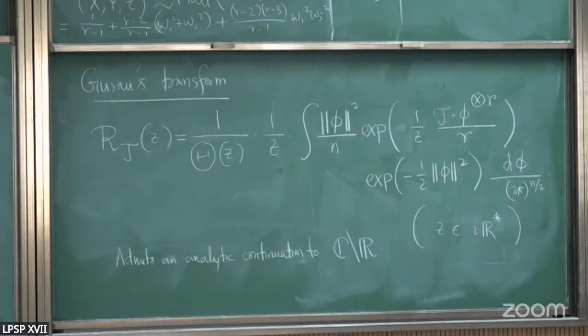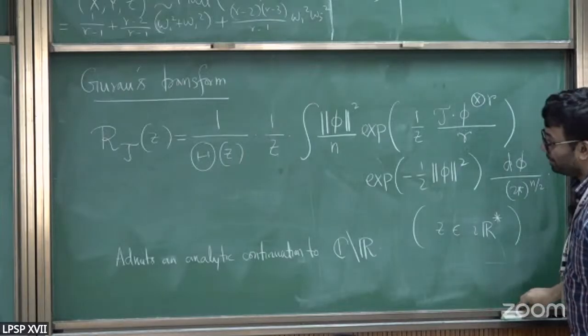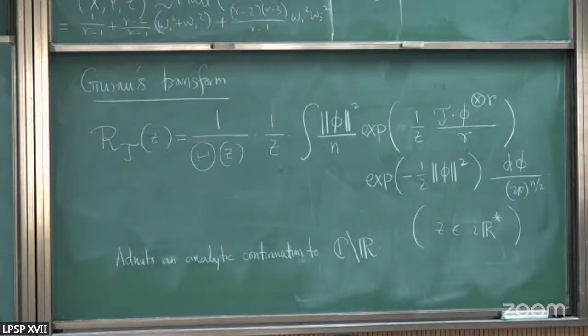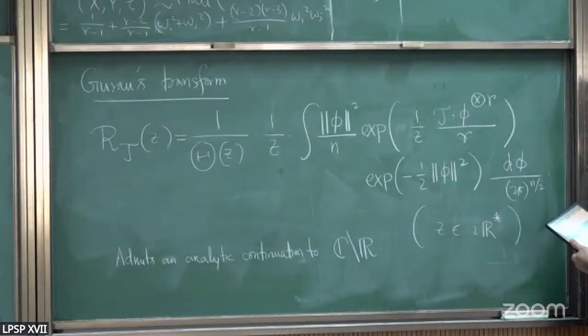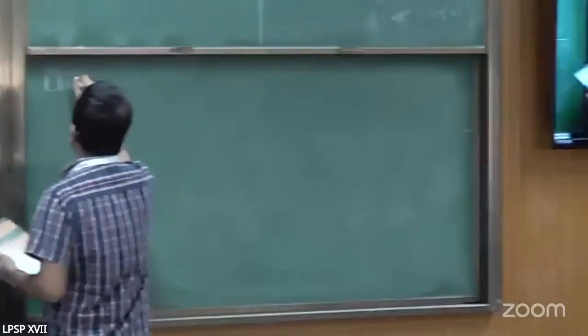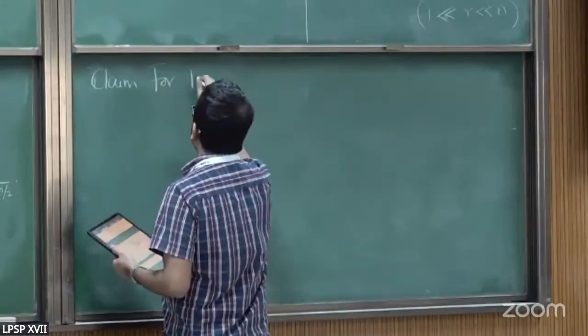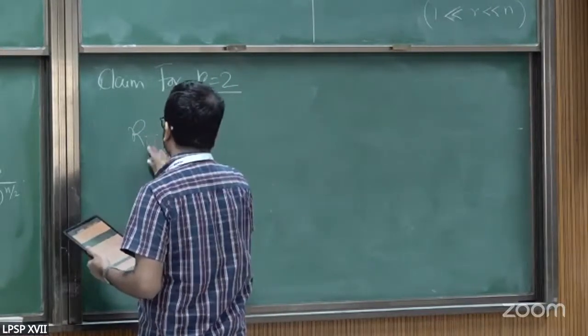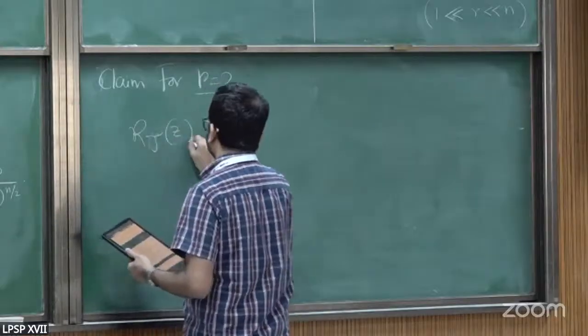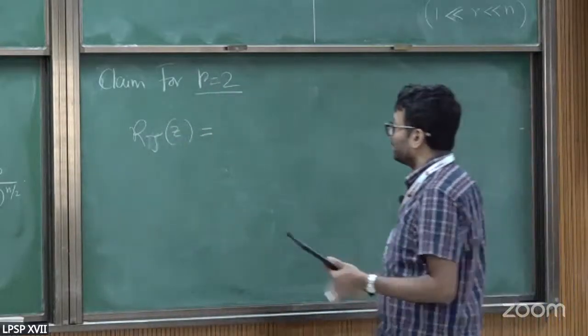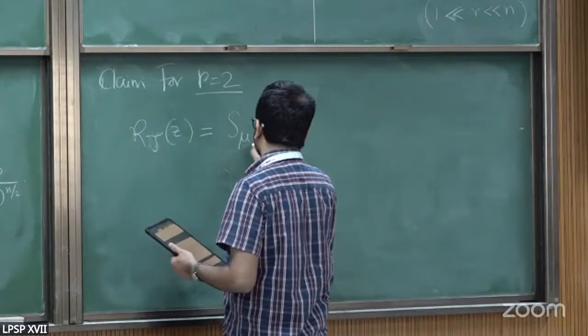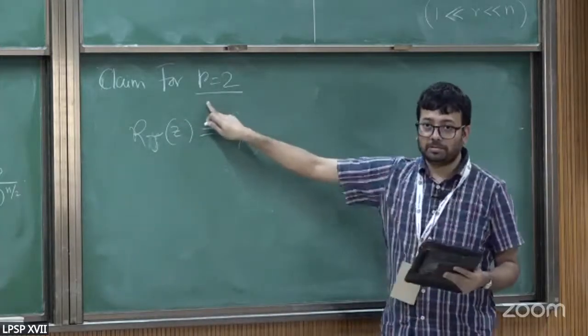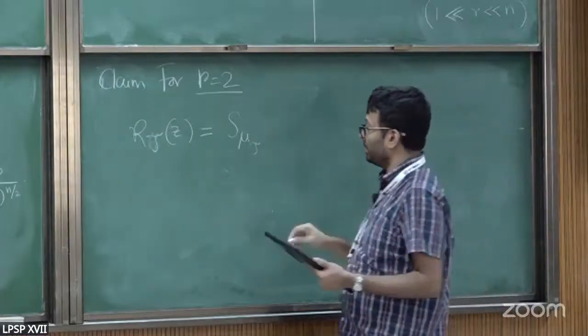So I'll do a heuristic computation. To justify this, you need some complex analysis, but anyway, this will at least tell you why it's a generalization. So the claim: for R equal to 2, R_T of z is actually equal to the Stieltjes transform of the spectral measure of T. T is a matrix for R equal to 2, so I can talk about the spectral measure.